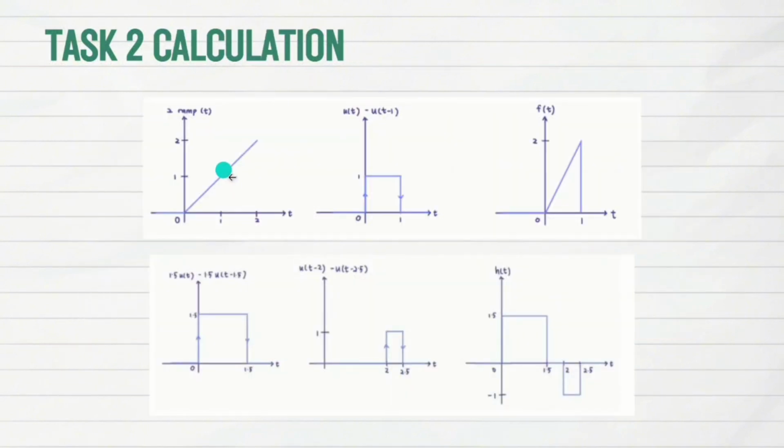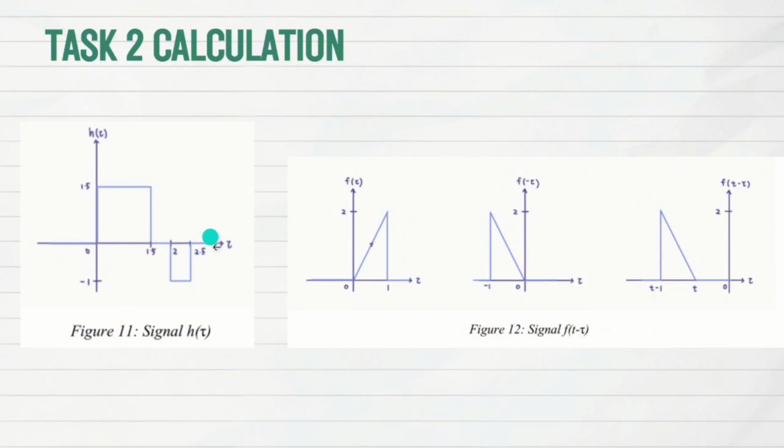The first thing we need to do is visualize the ft signal. Signal ft can be obtained by combining the signal 2 rem t and the signal ut minus 1 expression. Next, the signal ht can be obtained by combining the signal for 1.5 ut minus 1.5 and the signal for ut minus 2 minus ut minus 2.5 expression.